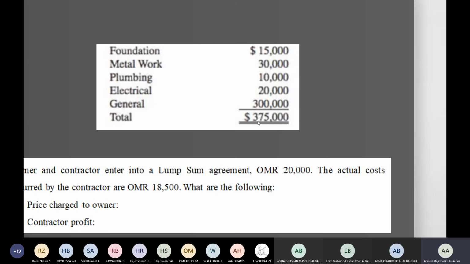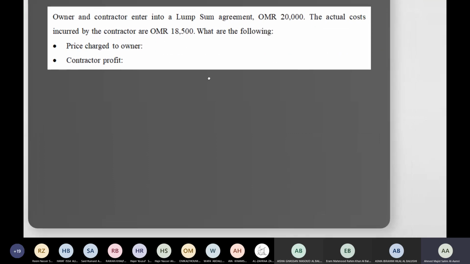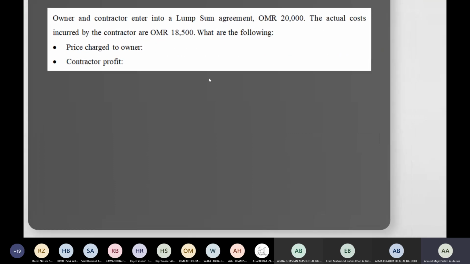Now let us see a question, and then we'll understand better. It says: owner and contractor enter into a lump sum agreement for 20,000 Omani Riyal. The actual costs incurred by the contractor are 18,500. What are the prices charged to the owner, and what are the contractor's profits?